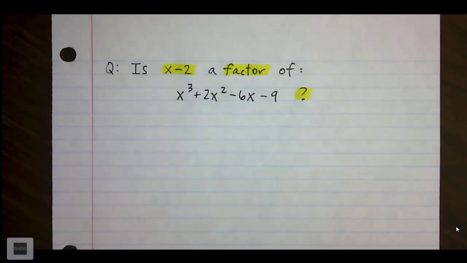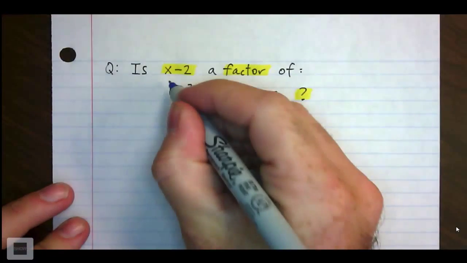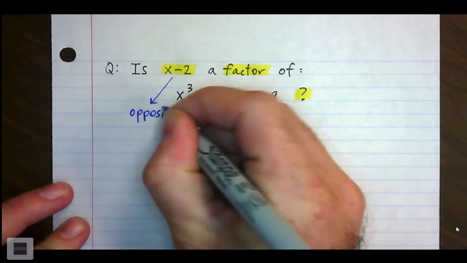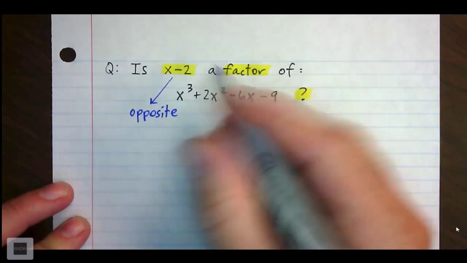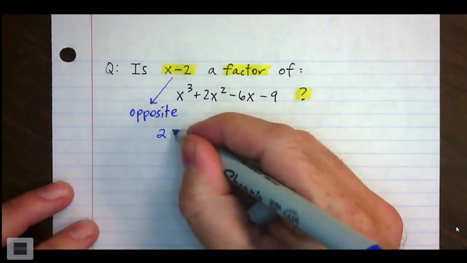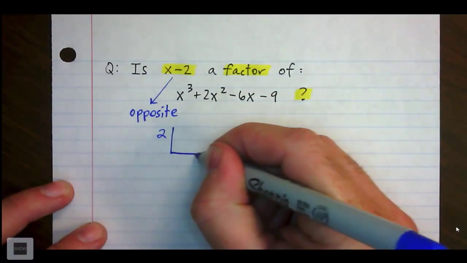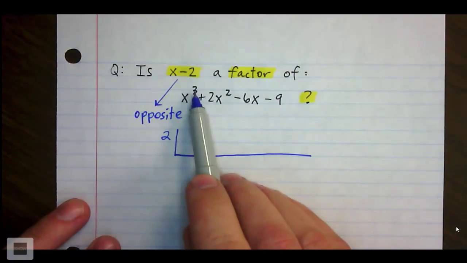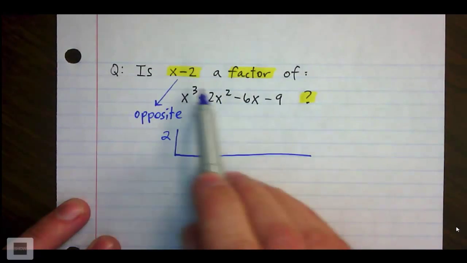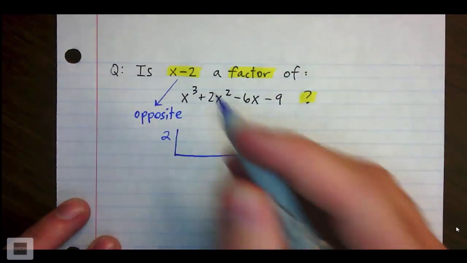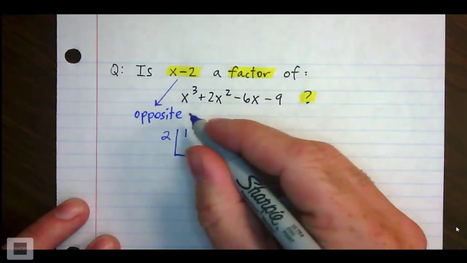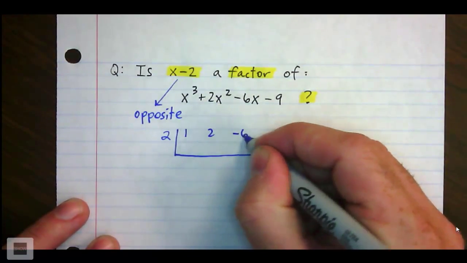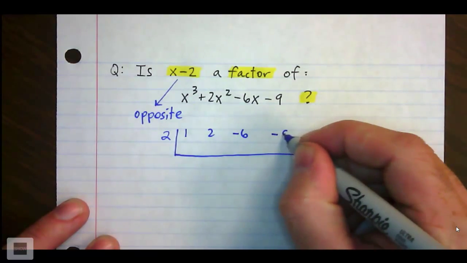a factor. So what I'm going to do is take, remember, the opposite number. I'm going to take the opposite number of negative 2, and I'm going to use positive 2. And again, I like to do it this way with the L shape. I know the book does it in a different format, whatever. So I notice that I'm not missing anything. If you recall, when you're missing something, you have to fill in a 0 placeholder. I'm not, so I'm going to bring down my 1, my coefficient. Bring down the 2, bring down the negative 6, and bring down the negative 9.